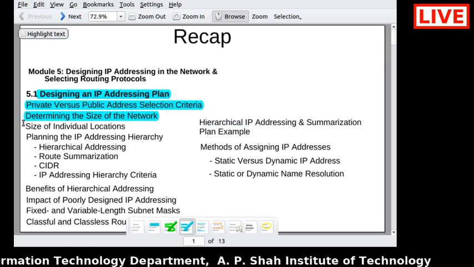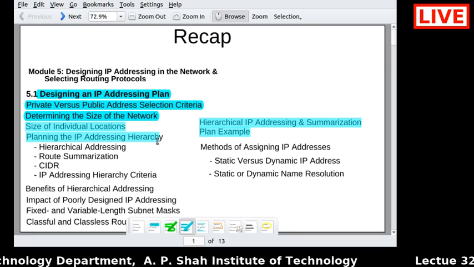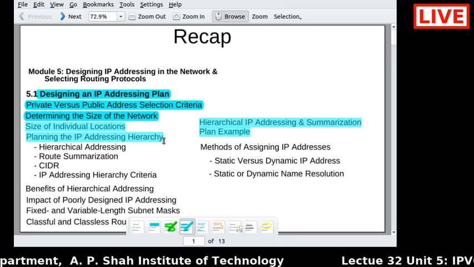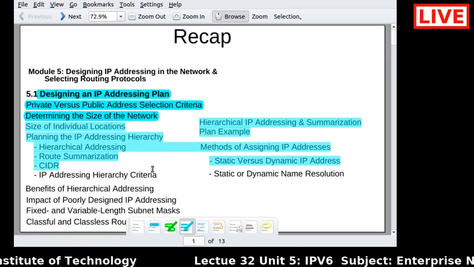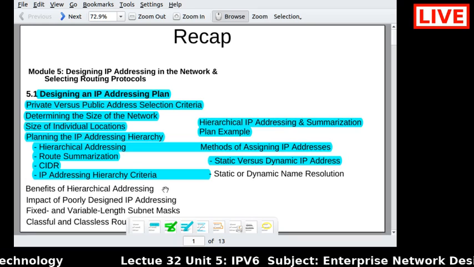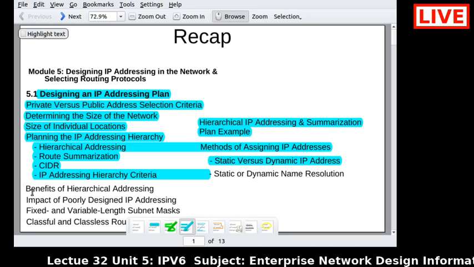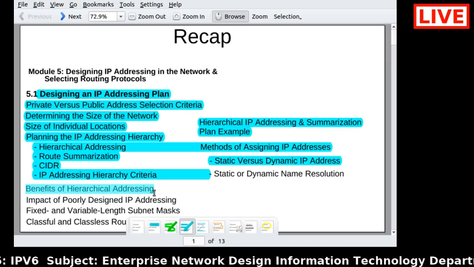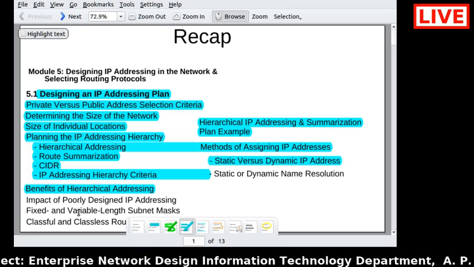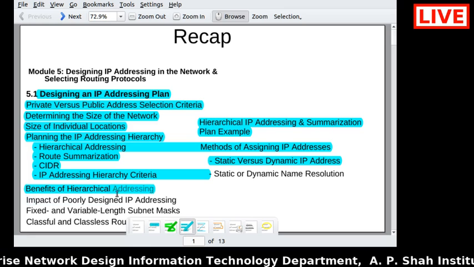Then we completed hierarchical addressing, route summarization, what CIDR means, and IP addressing hierarchy criteria. All these things we have done. Then we discussed the benefits of IP hierarchical addressing, and the impact of poorly designed IP addressing.